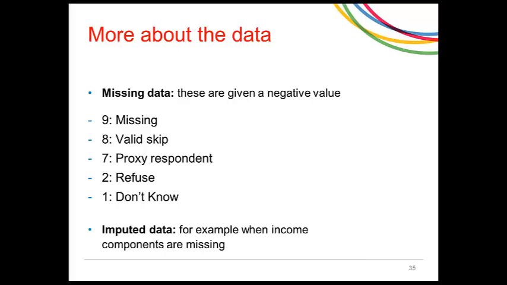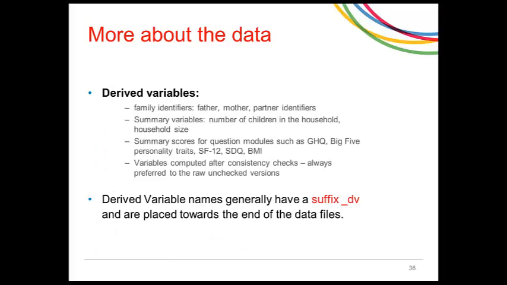In some cases, of course, we impute the missing data, such as for income. Then there are no holes. But then we also provide a flag variable which tells you whether the variable has been imputed or not. We also provide some derived variables to make it easier for users, such as summary scores, family identifiers, and in some cases when the data has been checked for consistency. Most of these derived variables will have a suffix. So at the end you'll see an underscore dv. And these variables are generally placed towards the end of the data files.